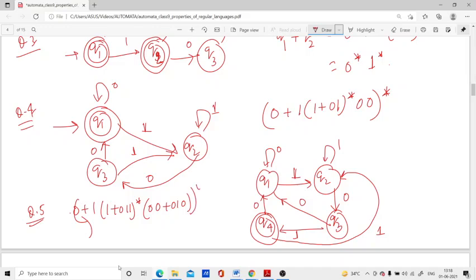This is the whole star multiplied by 1, 1 plus 0, 1, 1 star 0, 1. So that is the case that you have to prove.